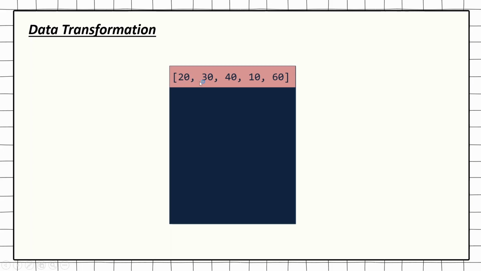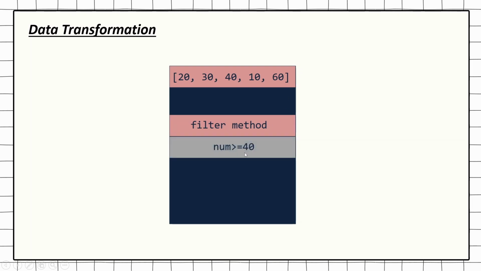Let us understand the example. Now imagine this is my array. Inside this I am having 20, 30, 40, 10 and 60 as my elements. Now I am going to apply filter method. And what logic I am going to apply? Number greater or equal to 40. So it should be including 40, 50, 60, etc. First, my current element will be 20. This condition is not getting matched, so it will be filtered out. It will not be taken inside new array.